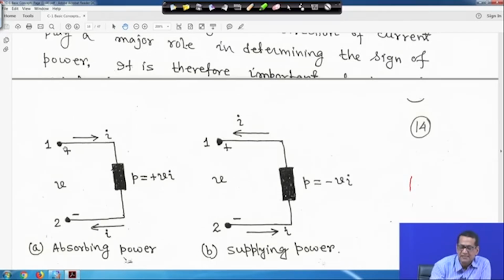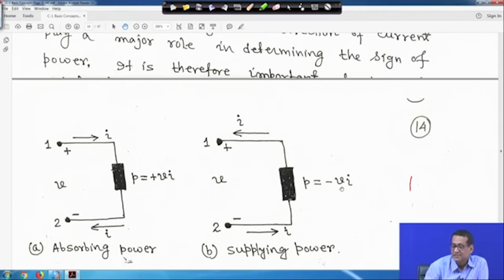So, when current is entering the plus terminal, flowing in this direction, P is equal to V I. Now, when the current is leaving the plus terminal, you take a minus sign. Current is entering the element from plus in the first case, and when current is leaving the plus terminal, the sign of the current symbol I, taking its direction, will be negative.